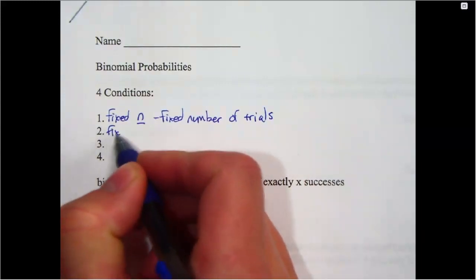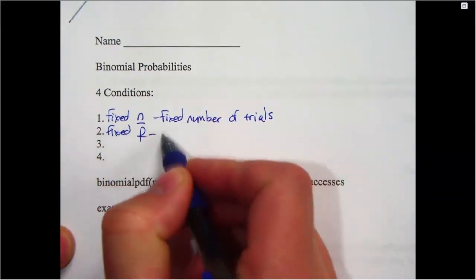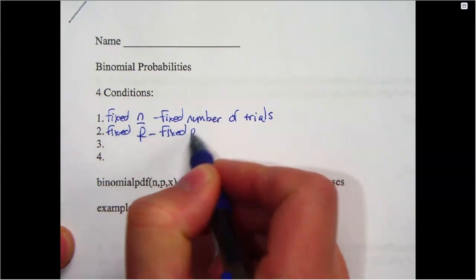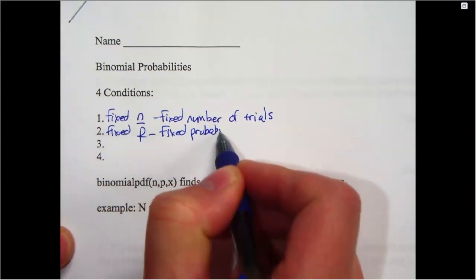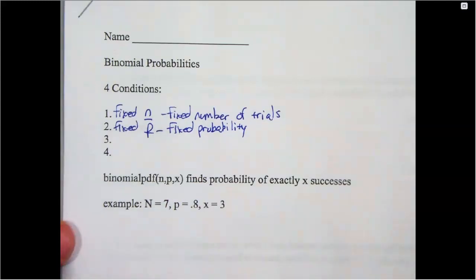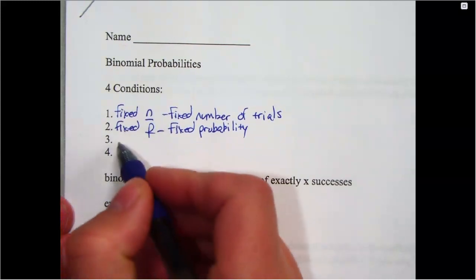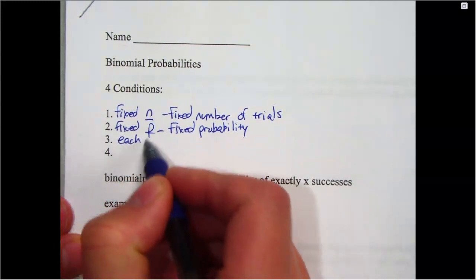There's got to be a fixed P, fixed probability. Probability has to be the same on every single trial. Like if you're flipping a coin, it's always 50%. You're rolling a die, it's always whatever out of 6. That type of thing. Each trial has to be independent.